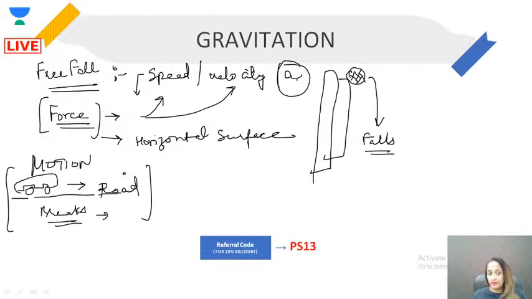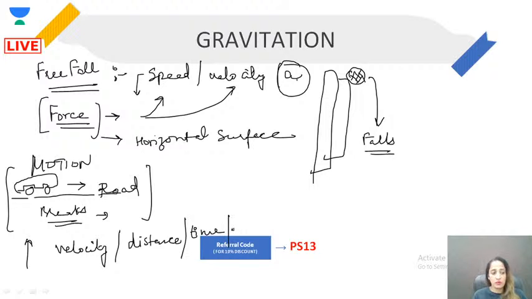Even then, like in this case, the car was having a velocity, the car was covering a distance, and it was covering that distance in a given time. There was a change in velocity, we called it acceleration, right? But the only difference was it was on a horizontal surface.